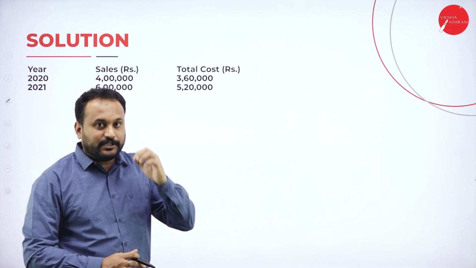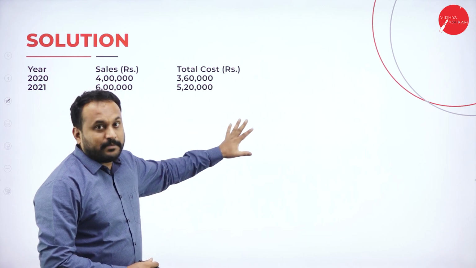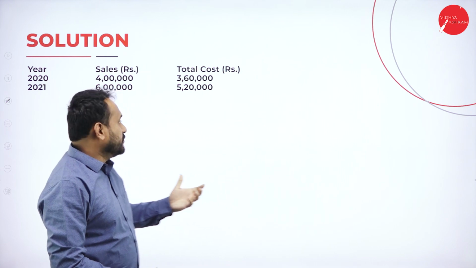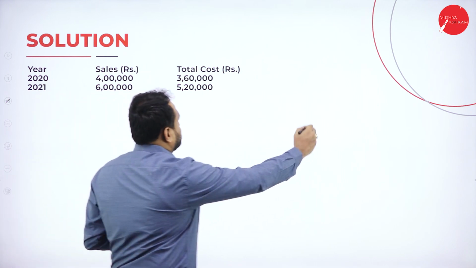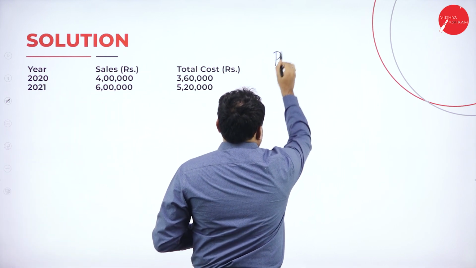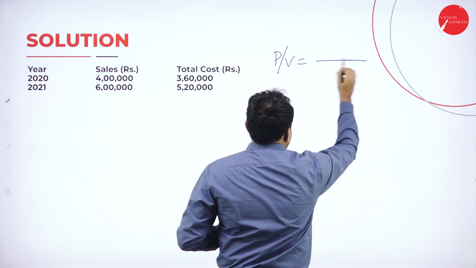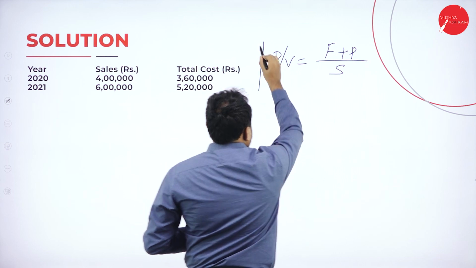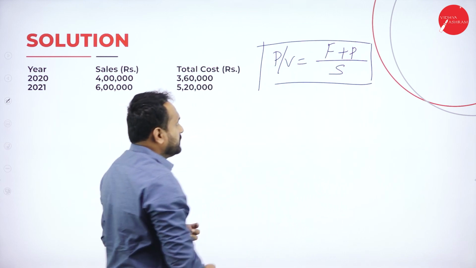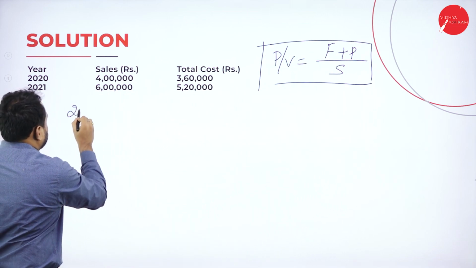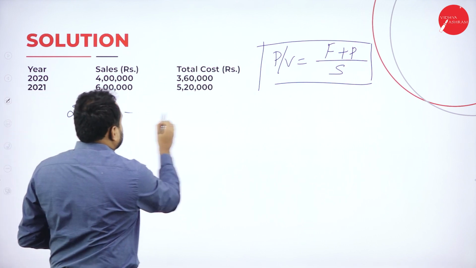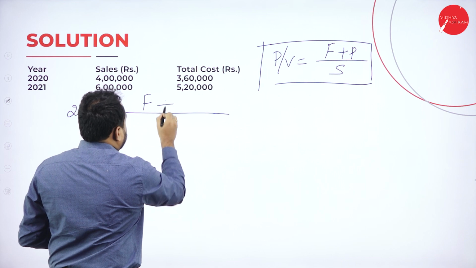I told you, if you remember this formula, you can solve at least four to three problems in PV ratios. So the formula here is PV is equal to (F plus P) divided by S. This formula, never forget. So we have PV, that is 20%, is equal to, now fixed cost I need to find, F plus.